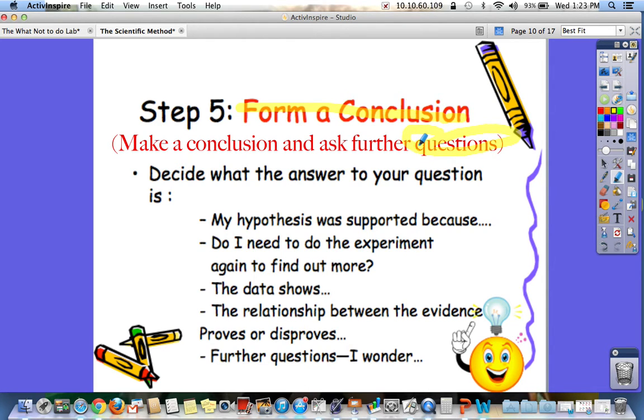Maybe your experiment was inconclusive. Maybe the data didn't show what you thought it was going to. That's okay. You're not going to go change your hypothesis.